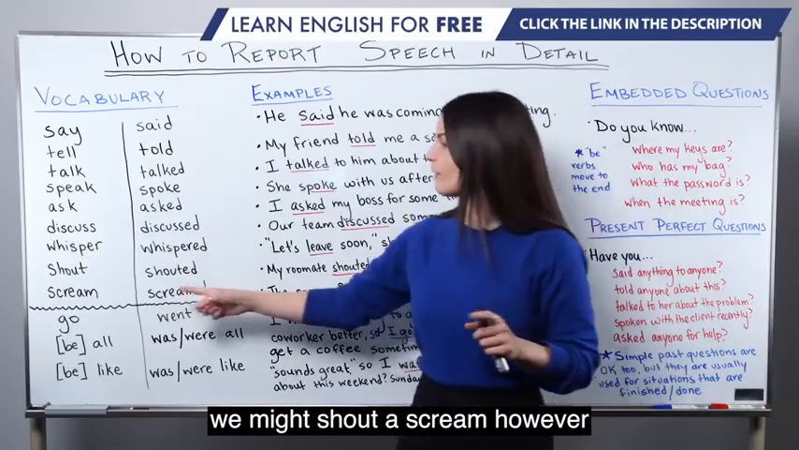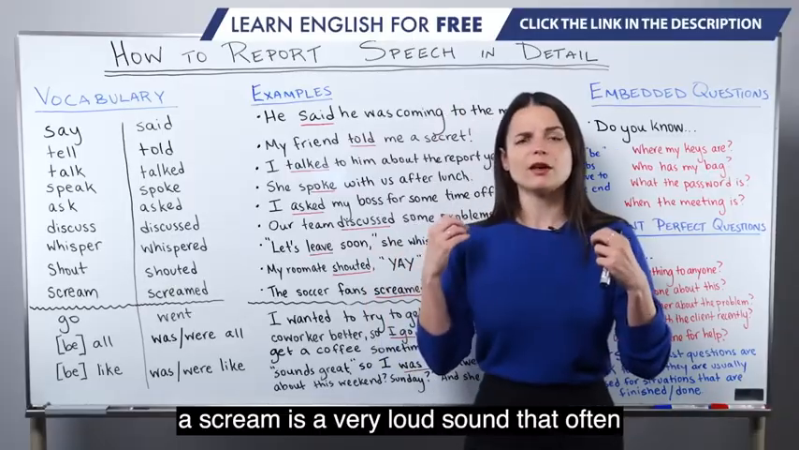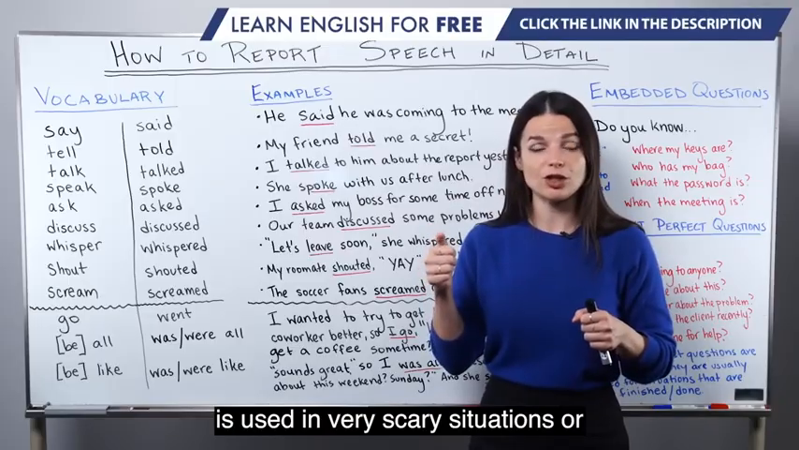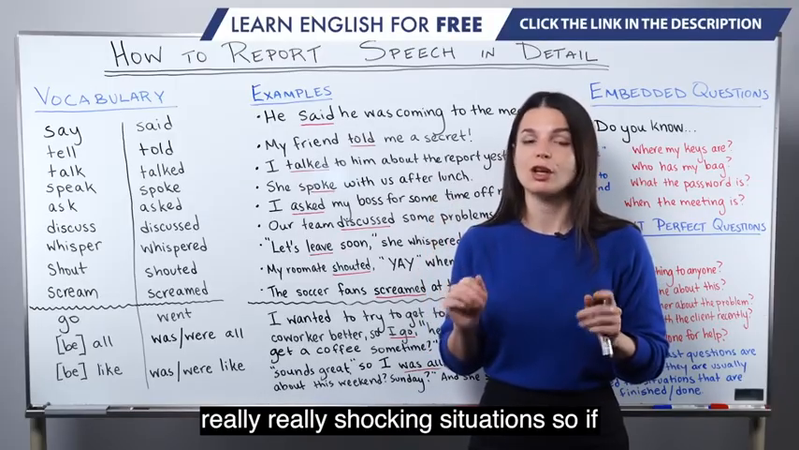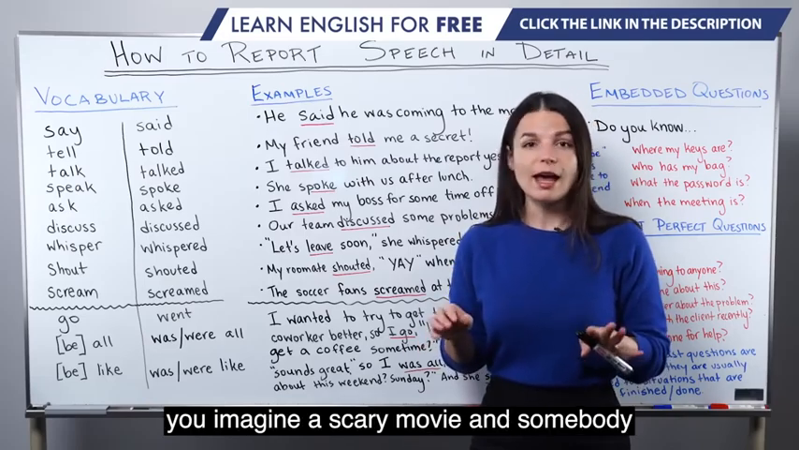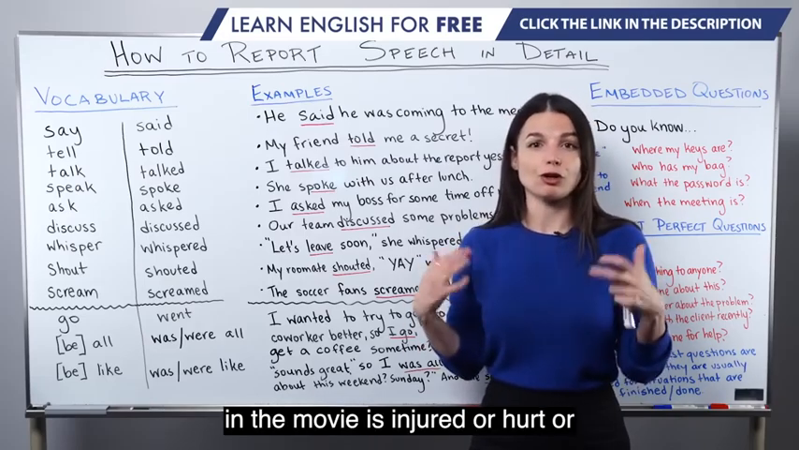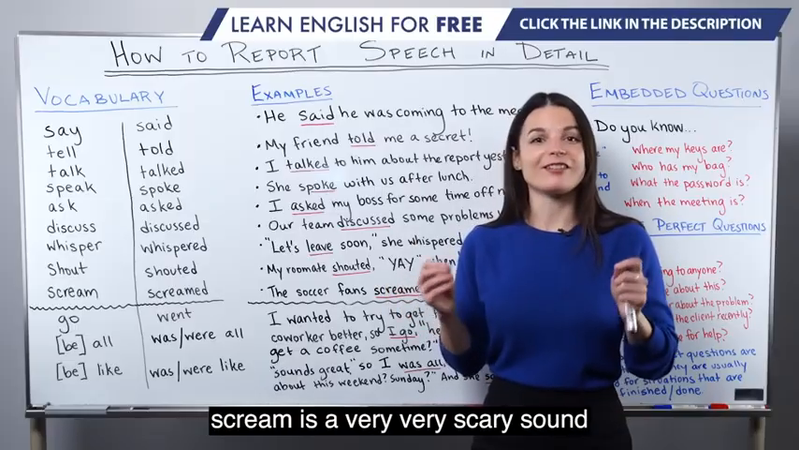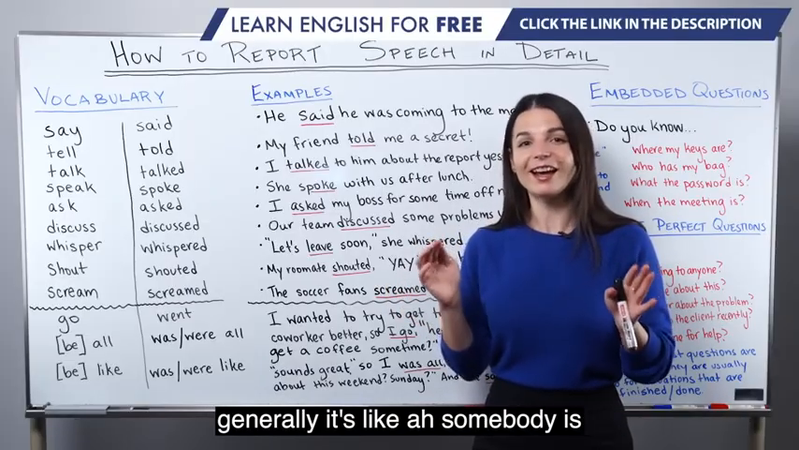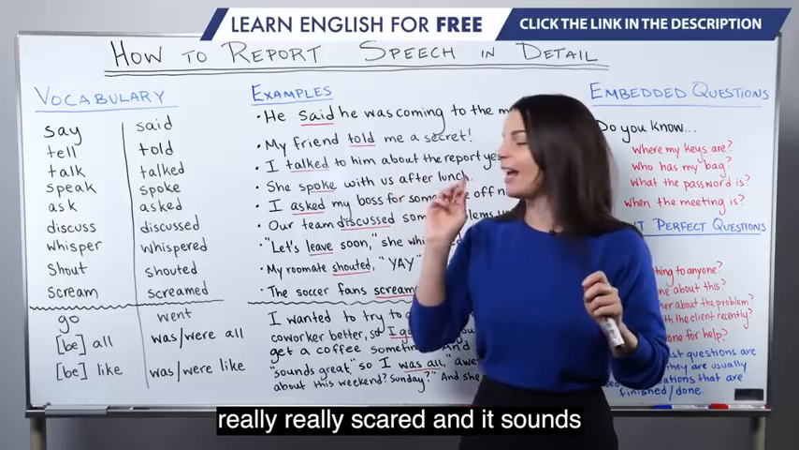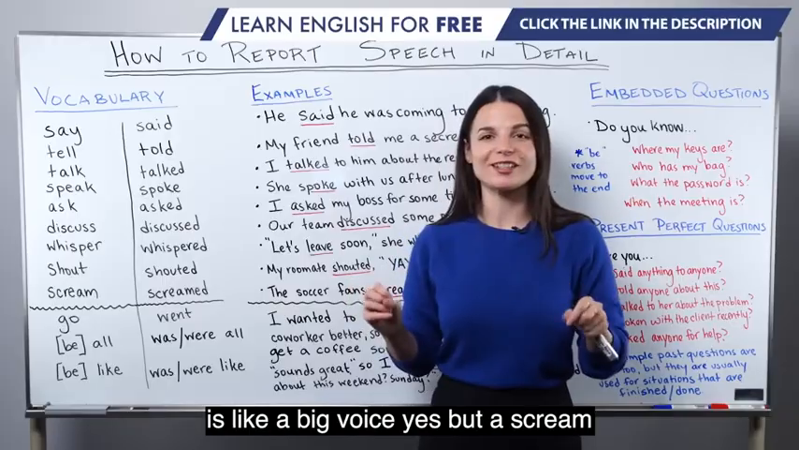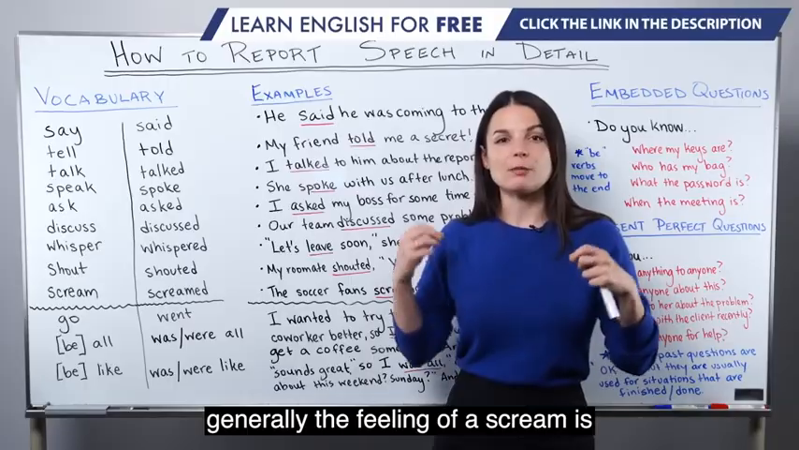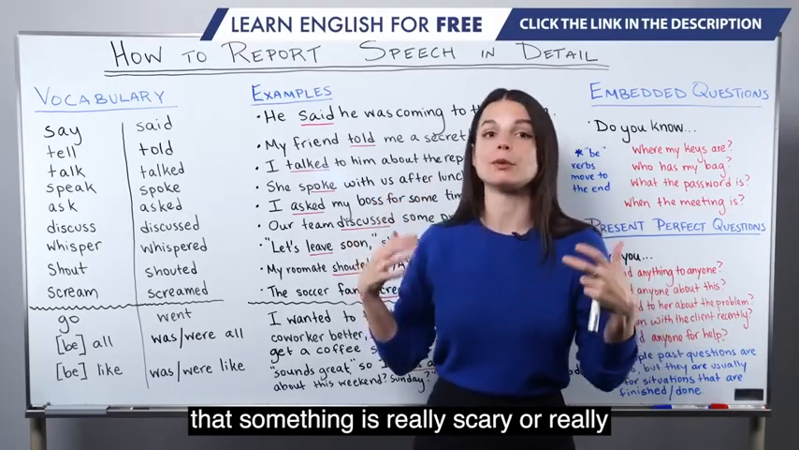A scream, however, is a very loud sound that often is used in very scary situations or really, really shocking situations. So if you imagine a scary movie and somebody in the movie is injured or hurt or afraid, they will probably scream. So a scream is a very, very scary sound generally. It's like, ah, somebody is really, really scared, and it sounds different than just a shout. So a shout is like a big voice, yes, but generally the feeling of a scream is that something is really scary or really, really dangerous.